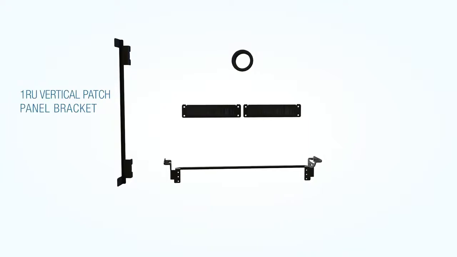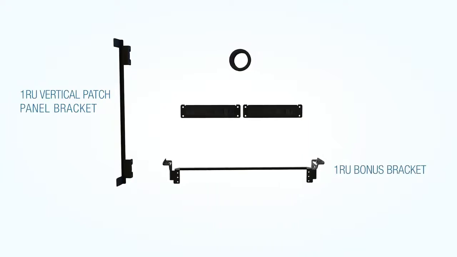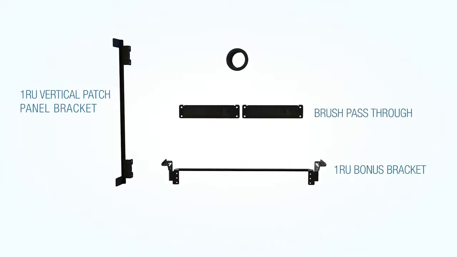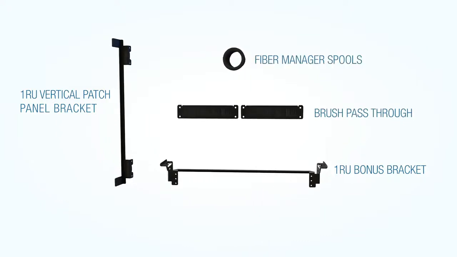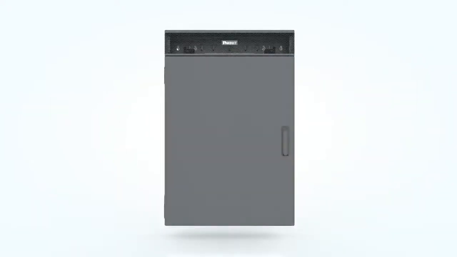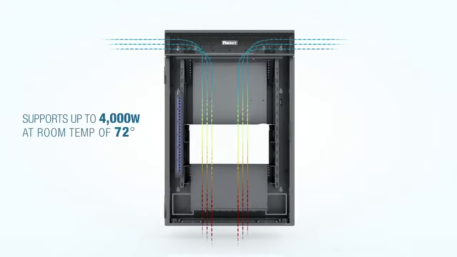Panduit also provides additional accessories for customization, including 1RU vertical patch panel brackets, 1RU bonus brackets, brush pass-through, and fiber manager spools. This enclosure has been tested to support up to 4,000 watts of generated heat without equipment failure in an ambient room temperature of 72 degrees.